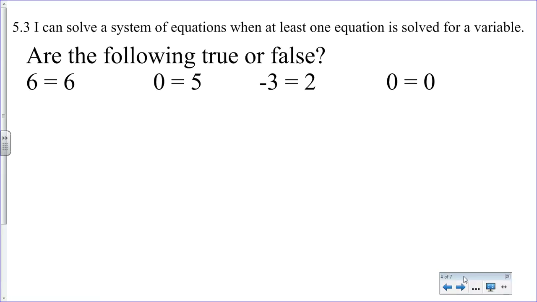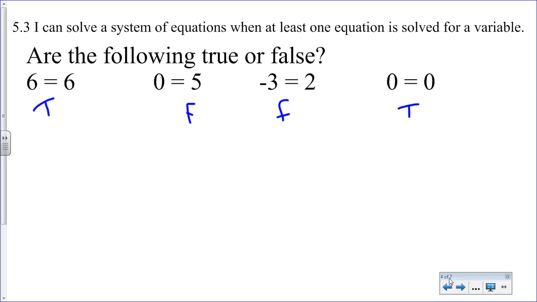Okay, we're going to talk a little bit about special cases. Let's look at these closely and kind of see where we're at. Tell me if the following are true or false. Okay, is 6 equal to 6? Yeah, that's true. Is 0 equal to 5? Not so much, so that's going to be my false. Negative 3 equal to 2? Again, false. And 0 equal to 0?